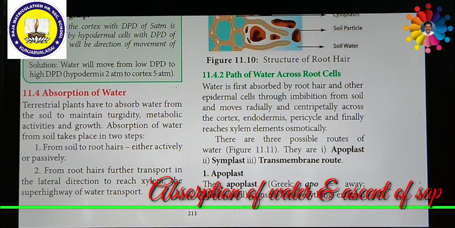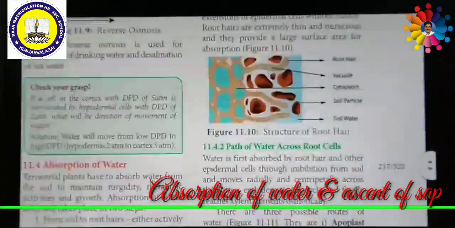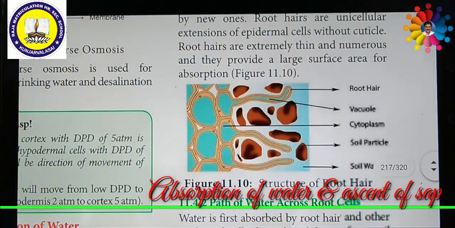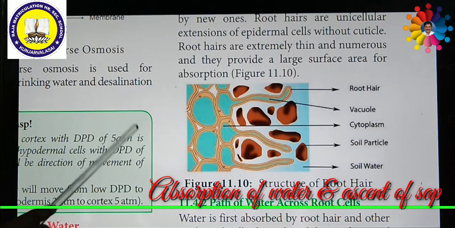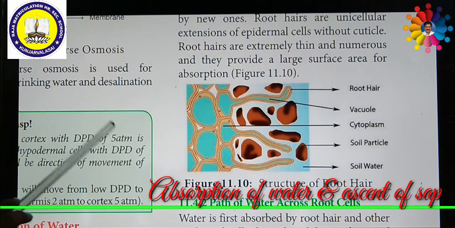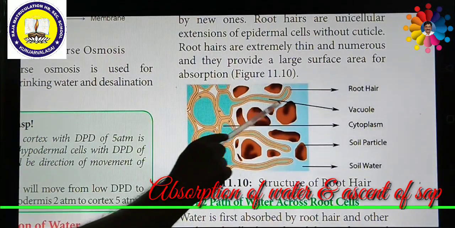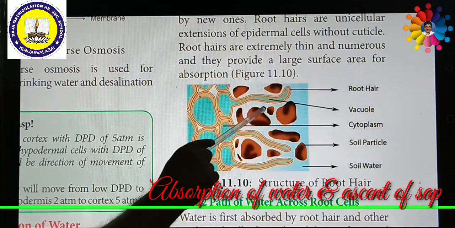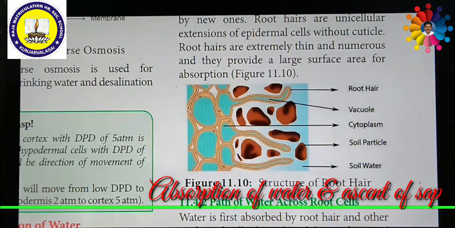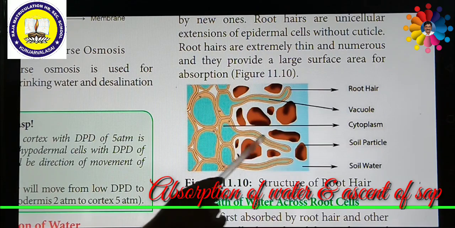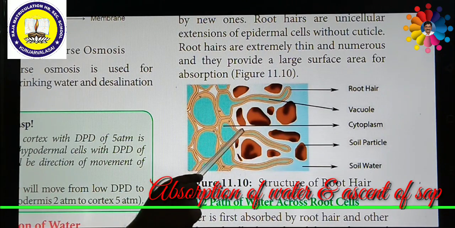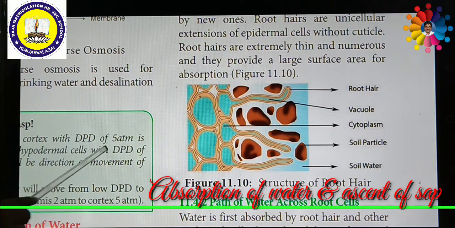What is meant by apoplast? First of all, you should understand one thing. This picture will help you understand. See, look at the picture. This picture helps us understand how water moves at the initial stage. This is the outer side, this is the root hair, and these are soil particles. In between the soil particles, water and minerals might be there. This water should enter the root hair first. Then from the root hair it travels through epidermis, cortex, endodermis, pericycle and xylem. This process might take place in three ways. What are the three ways it can travel? Apoplast, symplast and transmembrane route.